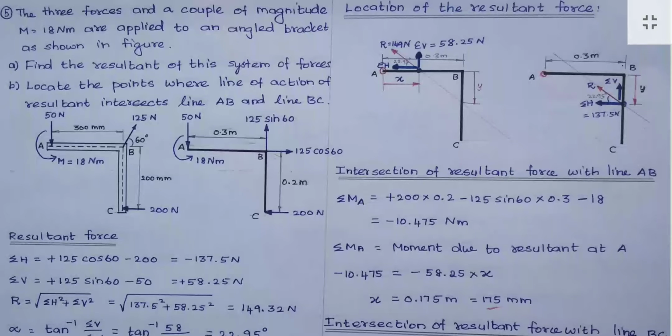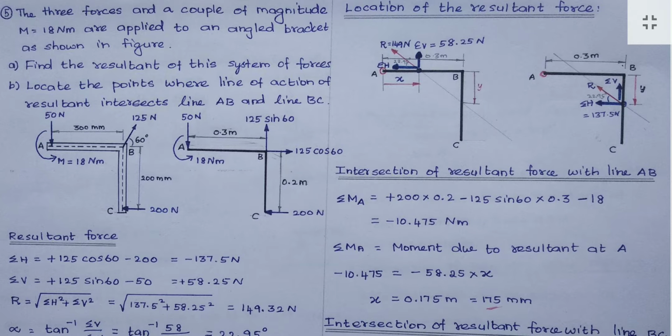In this session, I am going to solve one problem on force couple system. The problem is: three forces and a couple of magnitude 18 Newton are applied to an angled bracket as shown in the figure. This is a 90 degree angled bracket on which three forces are acting.